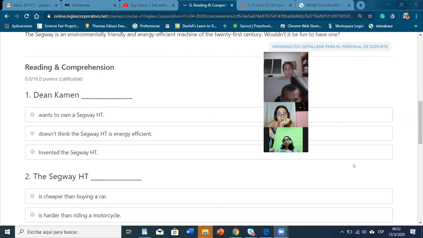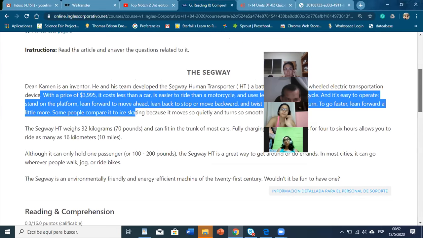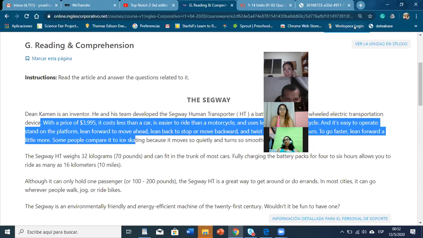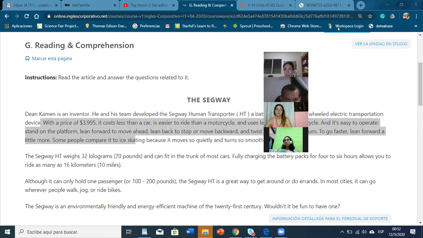Section G, I think it is. Let me see. Section G. All right, let's work in pairs and do it quickly. We only have 4 minutes to do this, or 5 maximum. So we're going to work in pairs. Accept the invitation, please. Okay. Hold on. Accept it now.